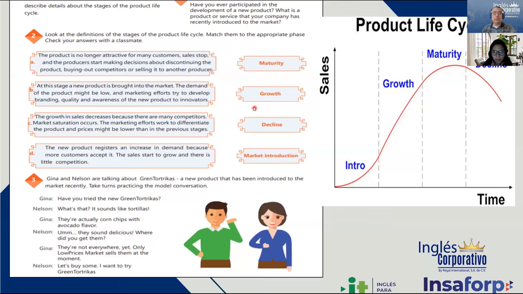Let me see this word right here. I don't know if you can see it. Development. Very good. Excellent. Good job. Okay. Let me see.